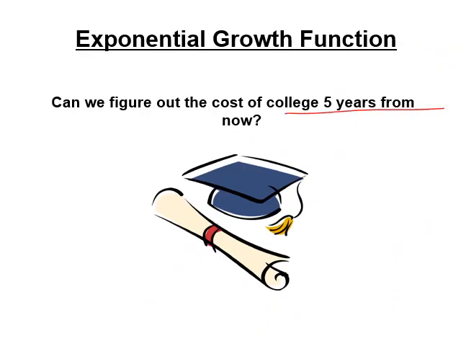As your parents have maybe told you, college increases in cost. It seems really fast. And the reason is because the cost of college, like a lot of things, increases exponentially, not linearly. Now we're going to see a bunch of other examples in the real world of that. Exponential growth functions.